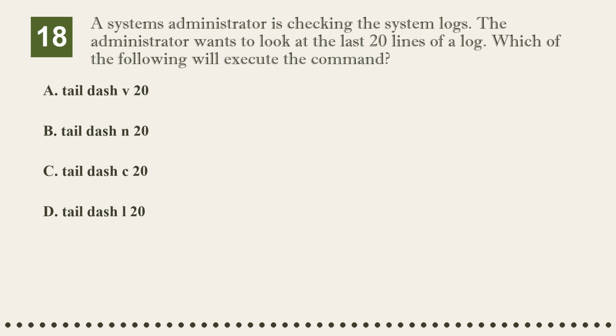Question 18. A systems administrator is checking the system logs. The administrator wants to look at the last 20 lines of a log. Which of the following will execute the command? Option A, tail -v 20. Option B, tail -n 20.